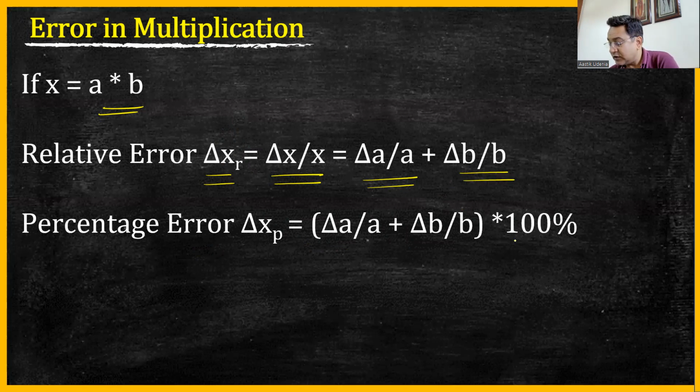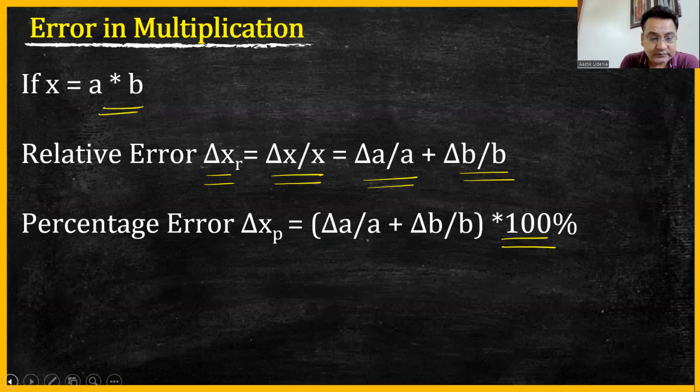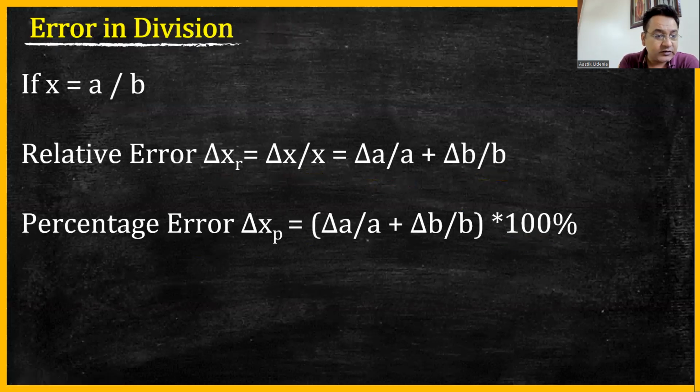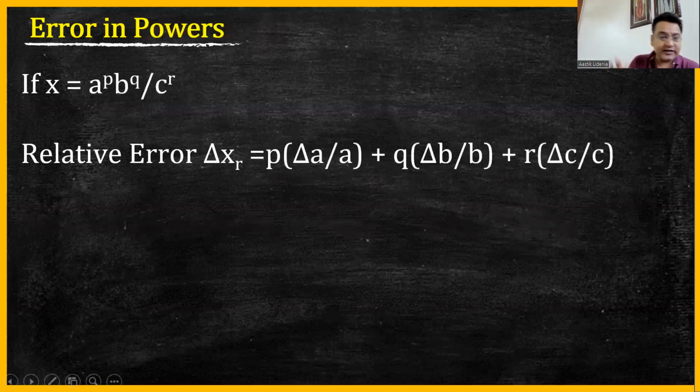The percentage error will be multiplied by 100%. We understand this? Yes, sir. If it is division also, the same thing prevails. Remember, it does not get subtracted, it always gets added. Do we remember this? To find out the percentage, you multiply it by 100, yes or no? Yes, sir.